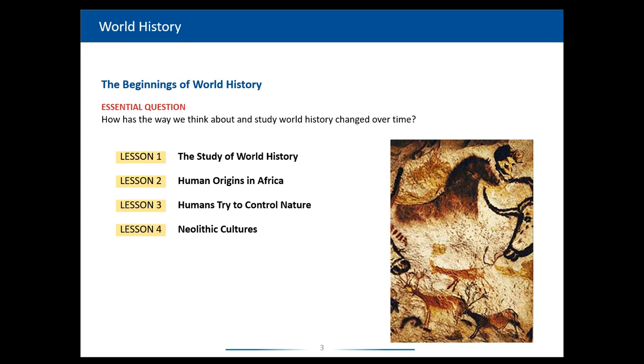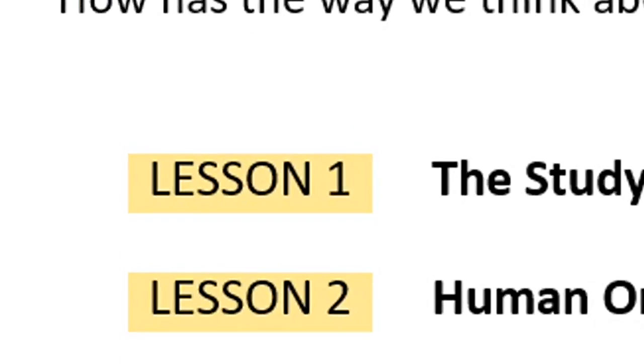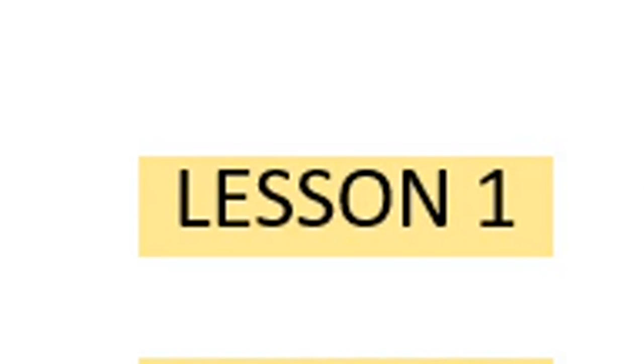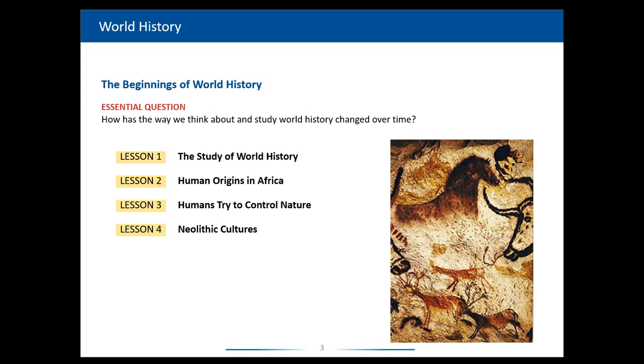So today, we're in Module 1, Lesson 1, the study of world history. And the central question from the textbook also looks at the perspective of historians. How has the way we think about and study world history changed over time?